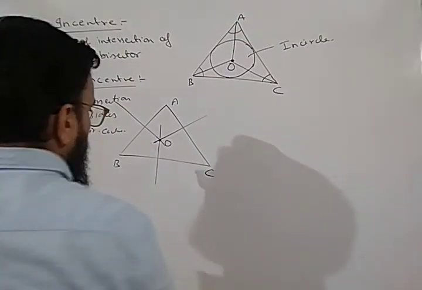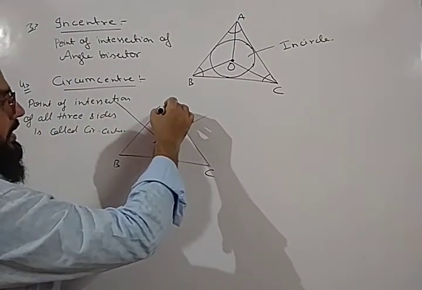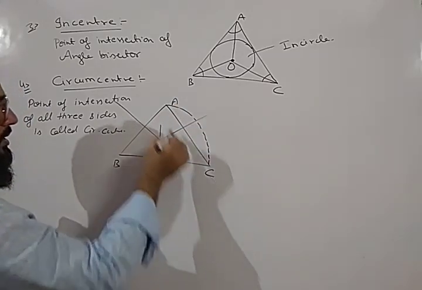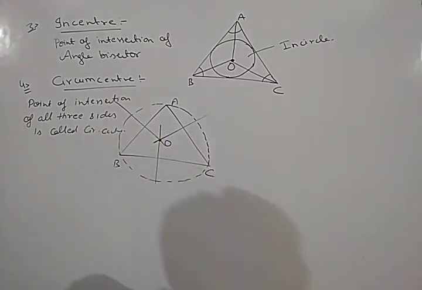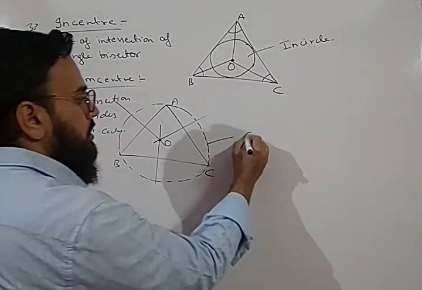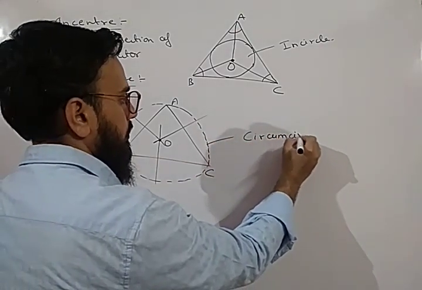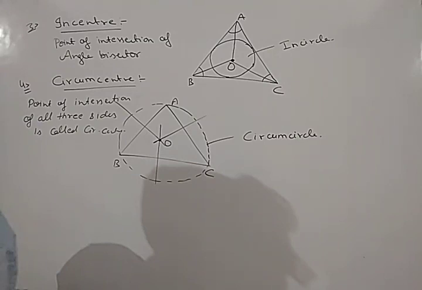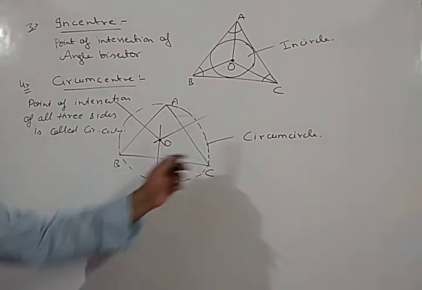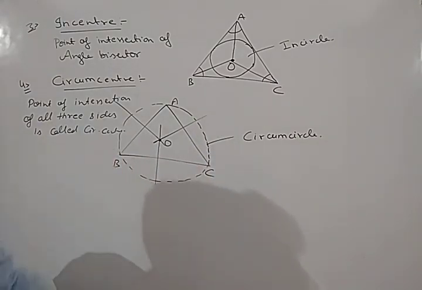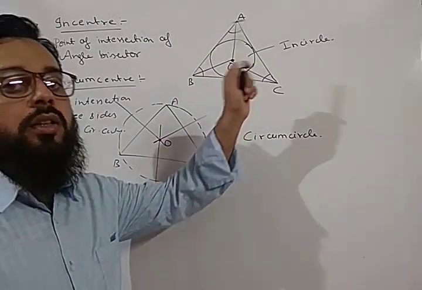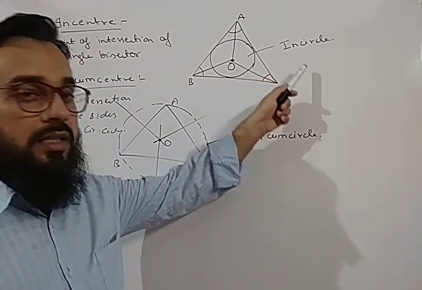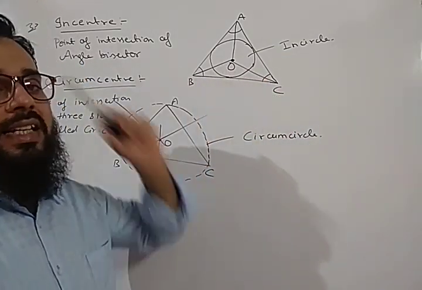Now if we draw a circle from this circumcenter, then it will pass through all the three vertices of this triangle. This circle will be formed which will touch all the three vertices of the triangle. So such a circle is called circumcircle, and the center of this circle is called circumcenter. And in this case, the circle is formed inside the triangle, touching all the three sides. So such circle is called in circle, and the center of the circle is called in center.